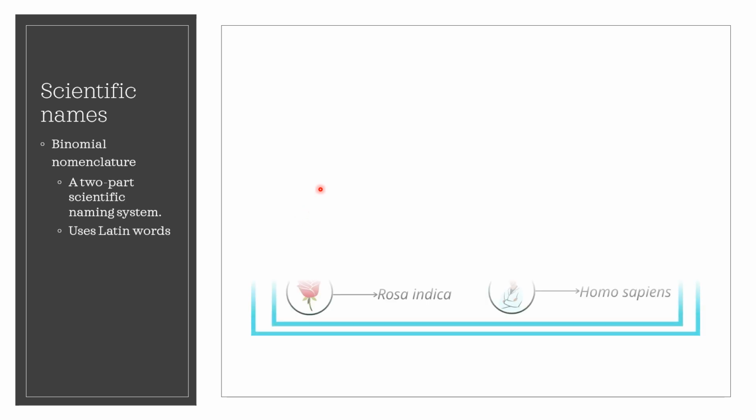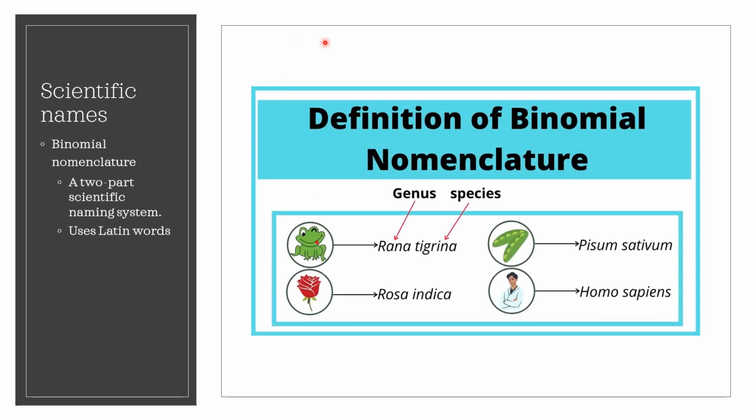So we have here an example of a scientific name. This is Rana tigrina, the scientific name of the Indian bullfrog. The Rana here represents the genus while the tigrina represents the species. As you can notice, the first word is capitalized, and this is the genus. The genus indicates the group to which a particular type of animal belongs. The second word, the species, is not capitalized. It is the specific epithet and indicates the type of animal itself.